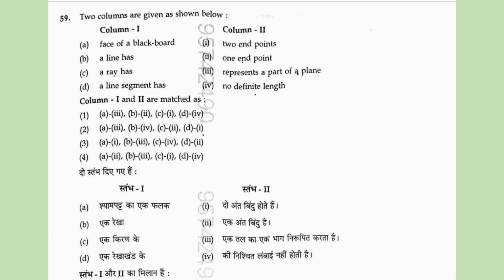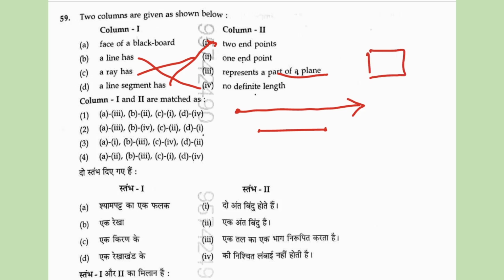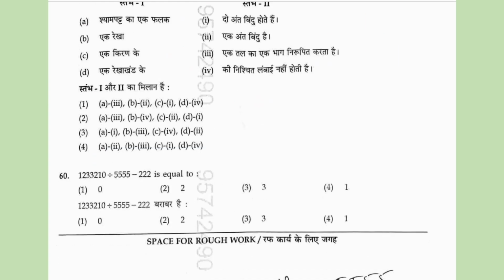Okay, question 59 is based on shapes. So this is your basic understanding. See, a line by definition only has a length. It has no endpoints. So a line will have no endpoints. This is something we know. A ray has only one endpoint. This is a ray. It starts from here. A line segment will have two endpoints. So a segment. And a face of a blackboard is a part of a plane. So it's a plane. So A3, B4. So this will be the correct answer.